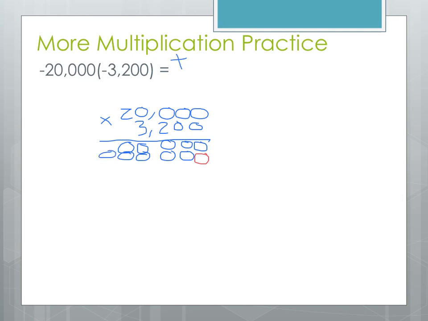Okay? Next line, we're going to multiply by this 2 here. We have to put in 2 placeholders because we're moving over 2 spaces. And then we get 0 times 0 is 0, 0 times 0 is 0, 2 times 0 is 0. We get 4 zeros, and then our last number is 2 times 2, or 4.